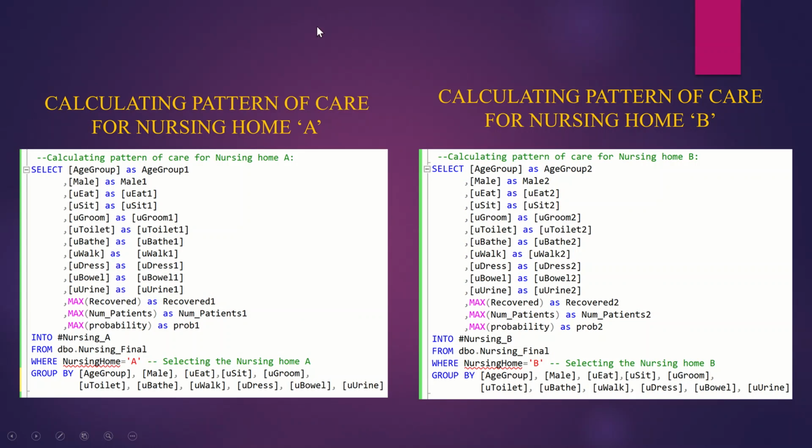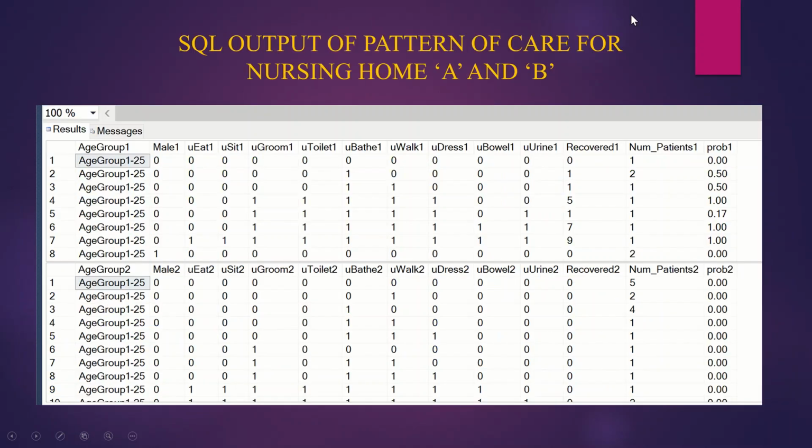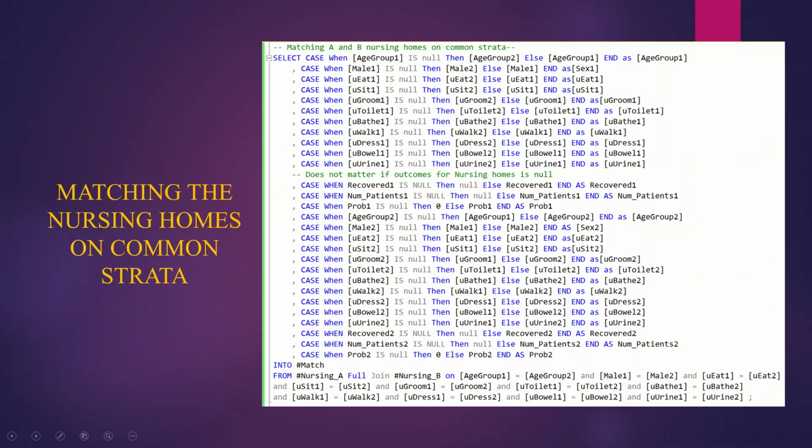And then I calculated the pattern of care for nursing home A separately and nursing home B separately. So this is how the SQL output of a pattern of care for nursing home A and B looks. And then I matched the nursing homes on the common strata, which is the age, sex, and 9 disabilities. And then I kept this into a temp table called match.